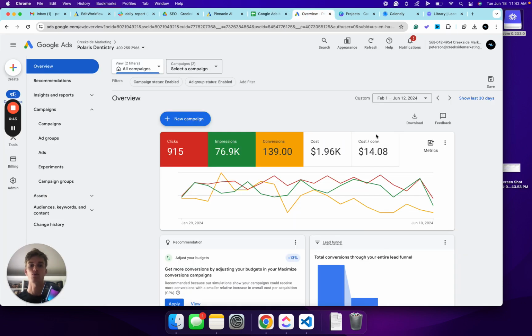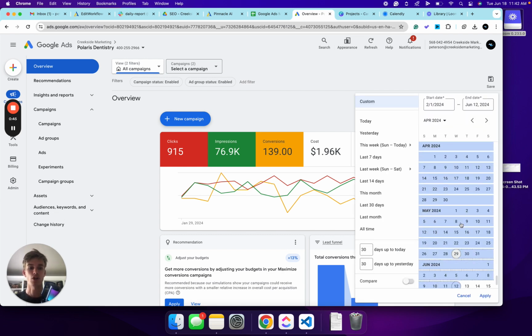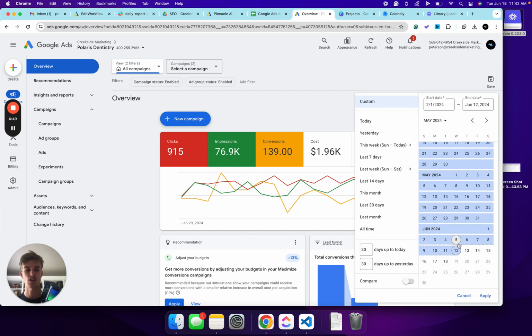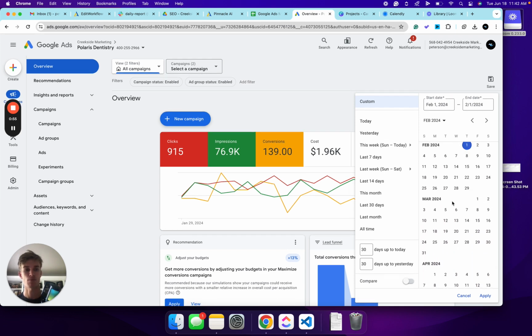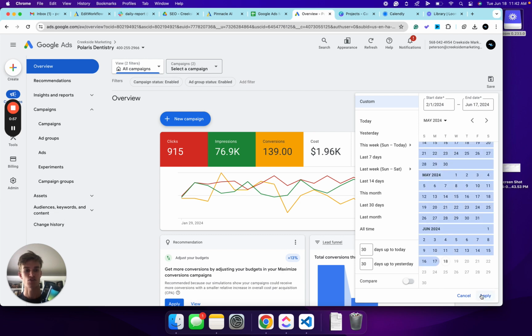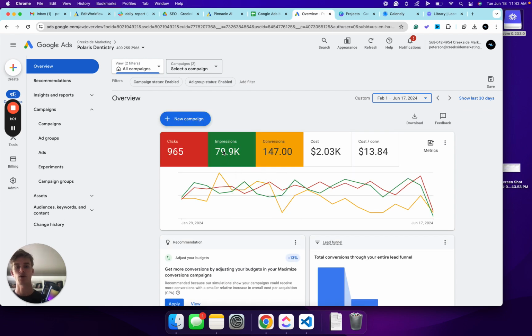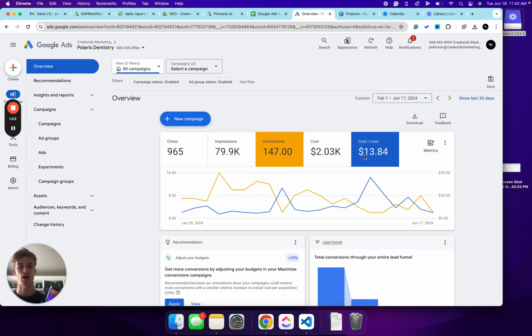So we're going to go to the ad account, and we're going to go back about 16 weeks or approximately 4 months, so we can see that we've already done that. And we're going to do it up till yesterday. So let's get this set up properly. To yesterday, click apply. And we're going to want to be looking at the conversions and the cost per conversion.